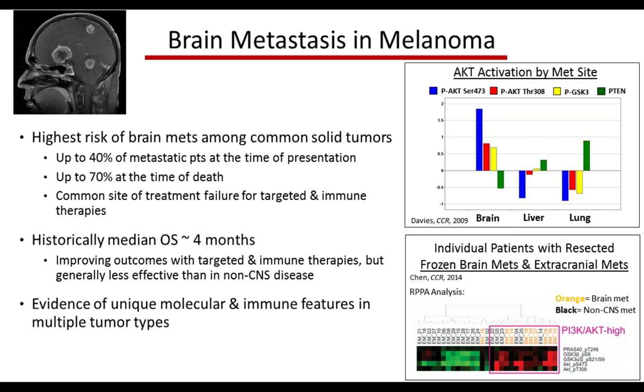As an initial hypothesis, we were very interested in looking at the correlates of PI3 kinase pathway activation. This graph shows the data for 3 different activation-specific markers in the PI3 kinase pathway. The blue bars show the levels of phospho-AKT serine 473, the red bars phospho-AKT threonine 308, and the yellow bars phosphorylated GSK3 alpha beta. The green bars show the levels of expression of the negative regulator of this pathway, PTEN, and the data shows the median value for multiple tumors isolated from each of these sites.